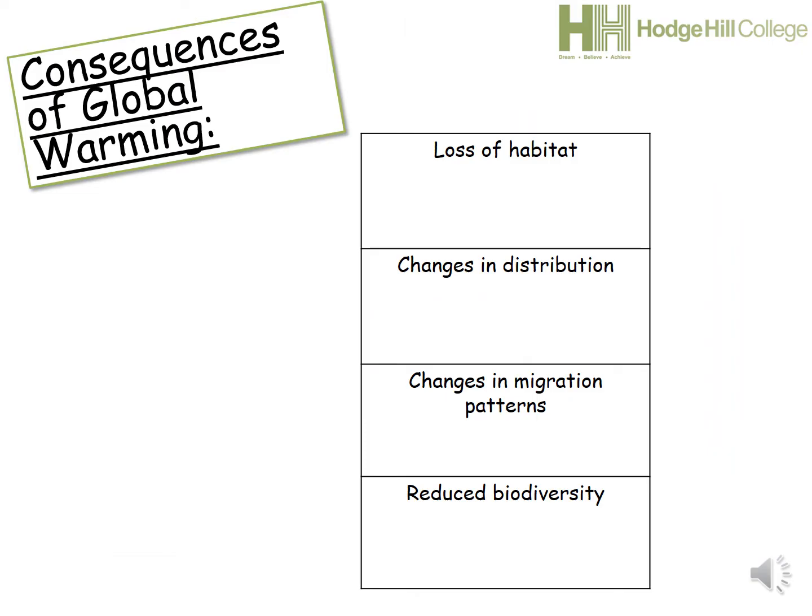What are the consequences of global warming? So, if the Earth gets too hot, we could have a loss of habitats, changes in distribution, changes in migration patterns because it gets too cold or too hot in certain places, and this ultimately affects or reduces biodiversity.